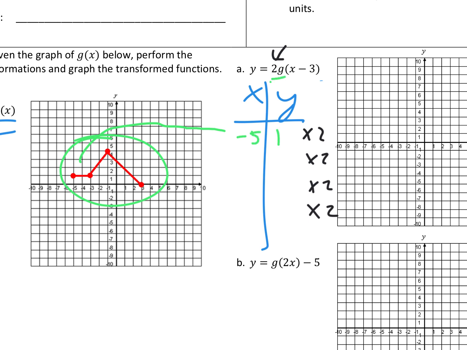So to do this, I'm going to double, it's on the outside, so I'm going to double the Y. And do I trust this -3 on the inside? No, you don't trust stuff on the inside. So you're going to add 3 to all of the X values. Add 3 here, add 3 here, add 3 here.